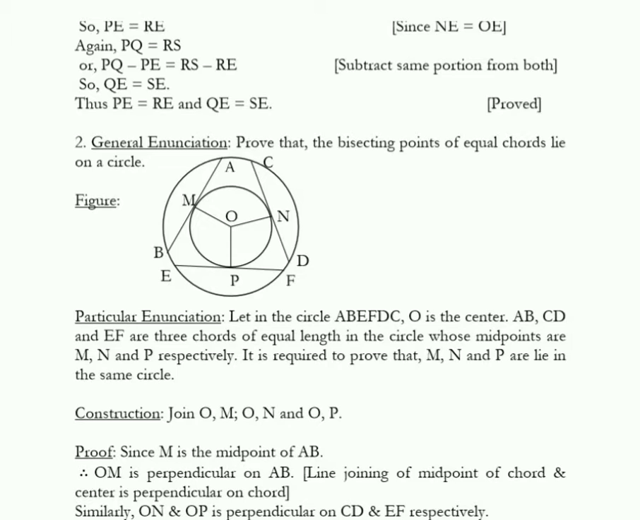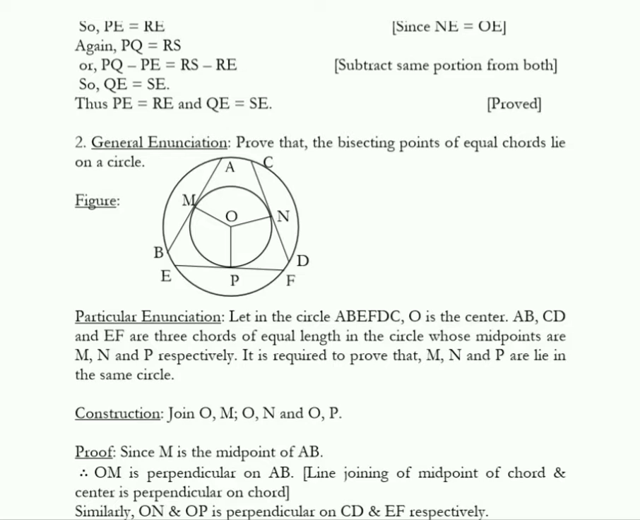O is the center, AB, CD and EF are three equal chords, and M, N and P are their midpoints respectively. It is required to prove that M, N and P lie in the same circle, or in another words, we can say OM equals ON equals OP. Now join OM, ON and OP.